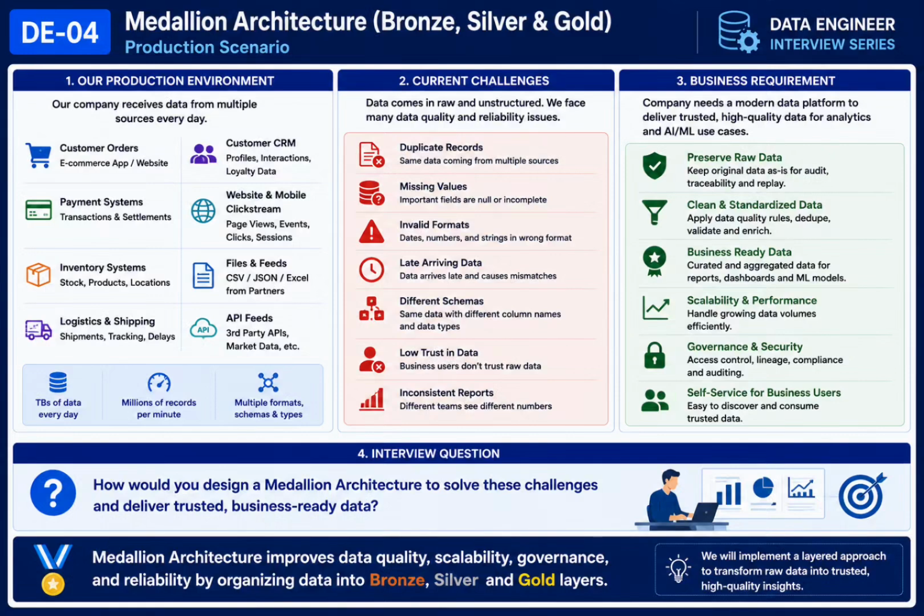Instead of transforming data immediately, we divide the pipeline into three logical layers. So the bronze layer safely stores the raw data exactly as it arrives. So the silver layer applies validation, cleaning, deduplication, and business rules. Finally, the gold layer contains trusted business ready data sets that power dashboards, analytics, and machine learning. So this layered approach improves data quality, governance, traceability, and scalability while making the platform easier to maintain.